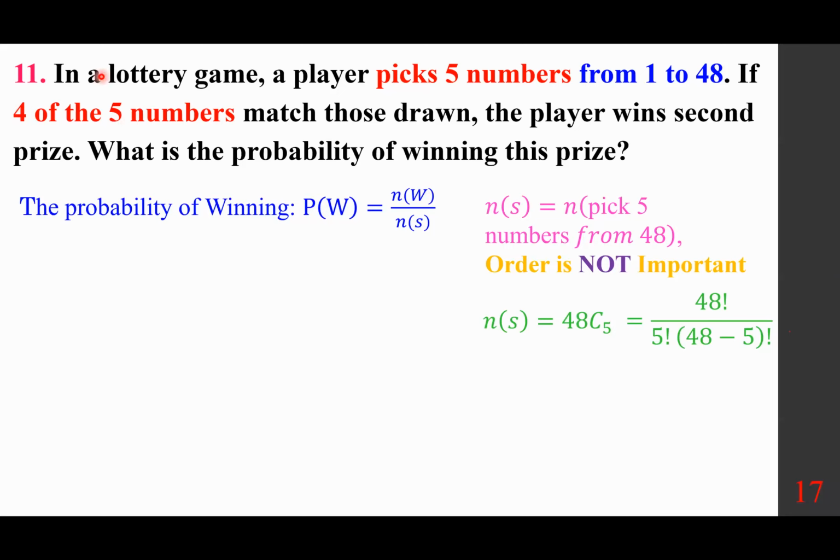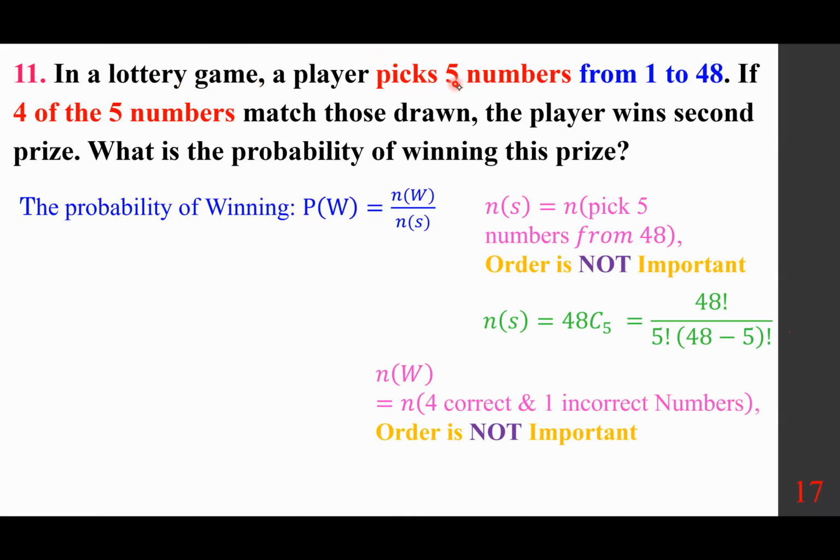So 4 out of 5, that means out of those 5 numbers, we can pick any 4, and order is not important. So I'm going to go with the combination of 5 choose 4. And the rest of them can be incorrect.